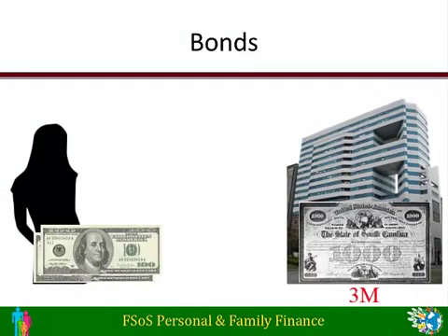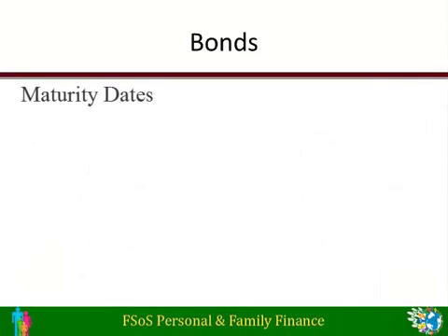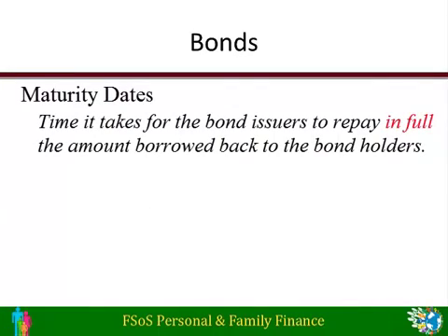For example, if you buy a bond issued by 3M at a 7% interest rate, you've entered into an agreement with 3M to loan them money for a certain amount of time. In return, 3M will pay you 7% interest for allowing them to use your money. The interest rate paid on bonds is fixed and the bonds have maturity dates. Maturity dates refer to the time it takes for the bond issuer to repay in full the amount of money borrowed back to the bondholders.